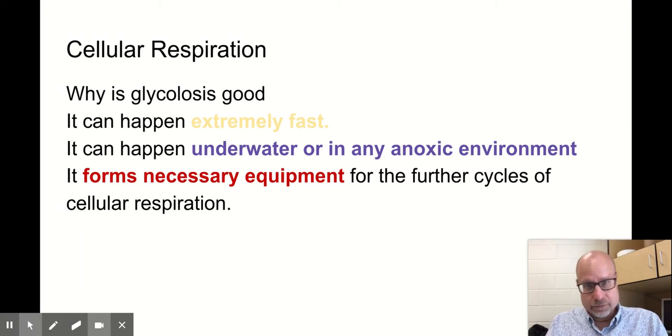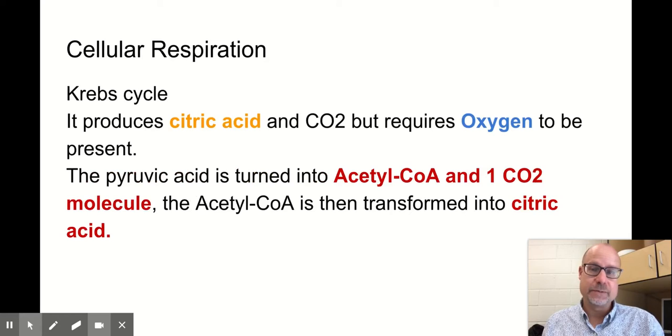It also forms necessary equipment for the further cycles of cellular respiration. I told you that NADH is going to come in useful later. The energy that it's carrying will be used as a part of generating still more ATP further on down the cycle. Now, speaking of further on down the cycle, that takes us to the Krebs cycle.